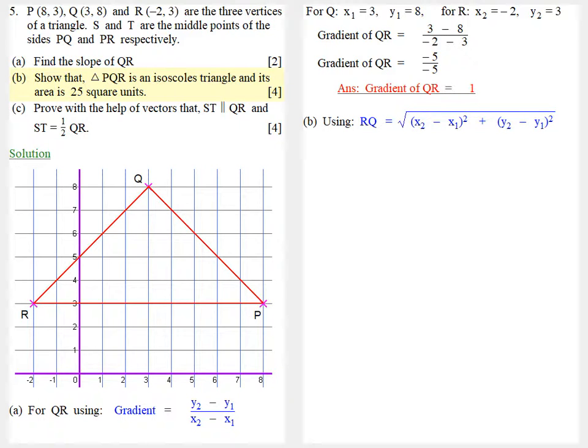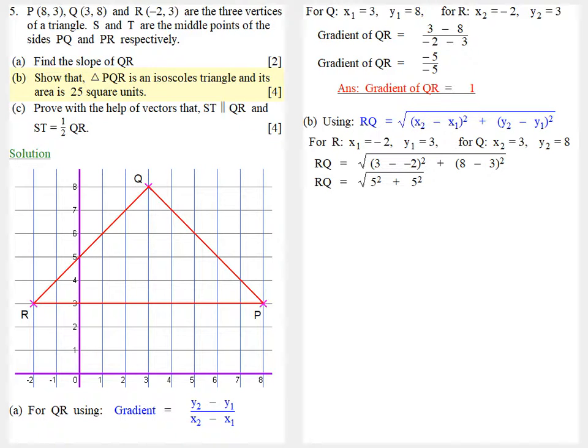So to work out the length of RQ, we use the length formula, which is the length equals the square root of x2 minus x1 all squared plus y2 minus y1 all squared. Now for R, x1 is minus 2 and y1 is 3. For Q, x2 is 3 and y2 is 8. So the length of RQ is equal to the square root of 3 take away minus 2 all squared plus 8 take away 3 all squared, which is equal to the square root of 5 squared plus 5 squared, or the square root of 25 plus 25, and so RQ is equal to the square root of 50.